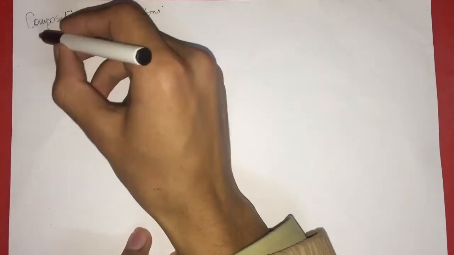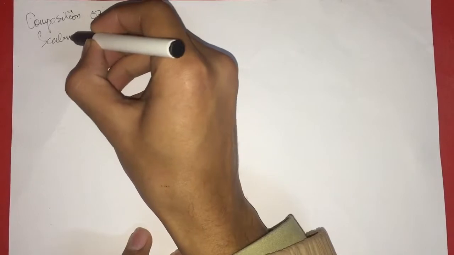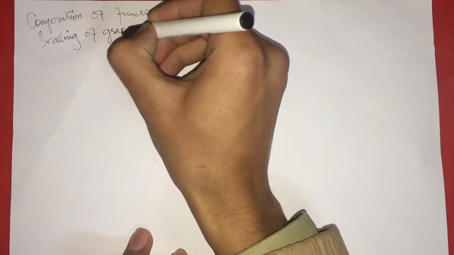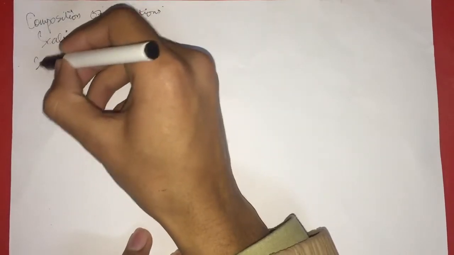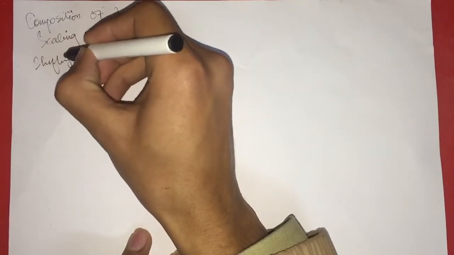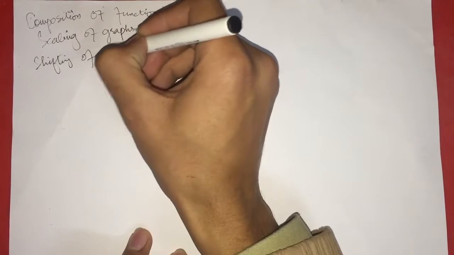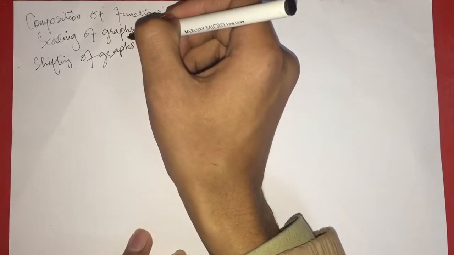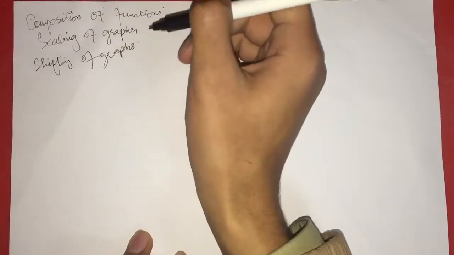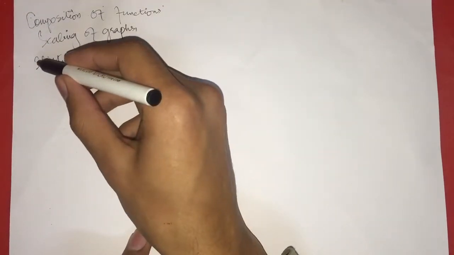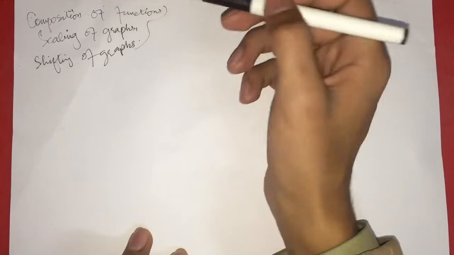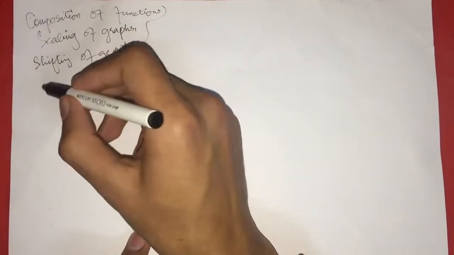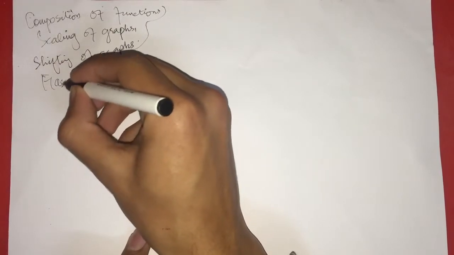Then we are going to look at what is scaling of graphs, scaling. We're going to look at what is shifting of graphs. Yep, we're going to learn these three things, and if after discussing these three things we have time, we are going to learn some fundamentals of computers, and in that we are going to learn what is flash memory.